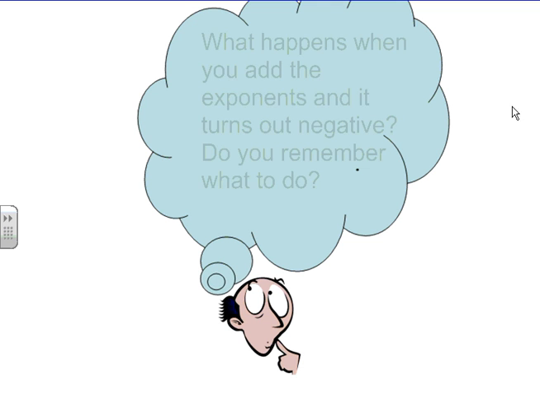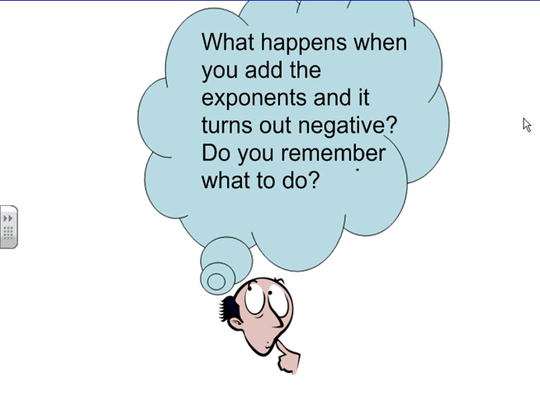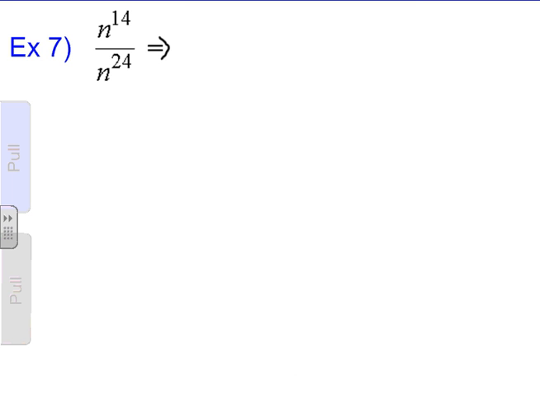Now, what happens when you add the exponents and it turns out negative? Do we remember what to do? We've got to invert it. We've got to take the reciprocal of it. Move it from the numerator to the denominator, or denominator to the numerator, depending on what's going on.